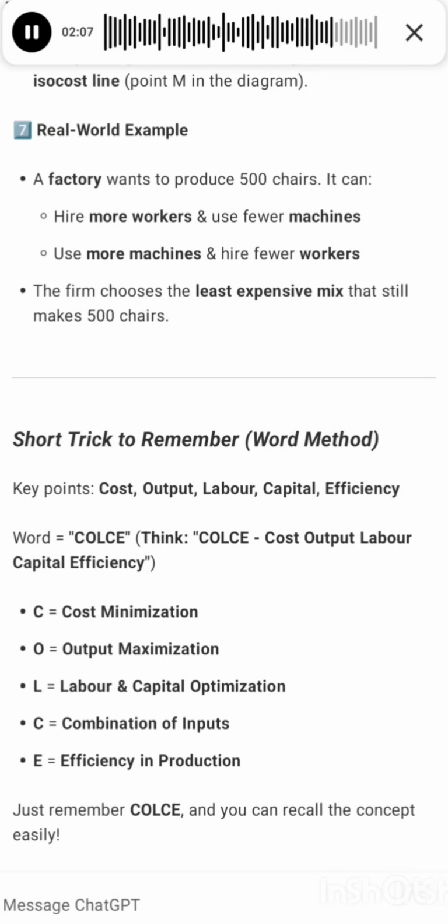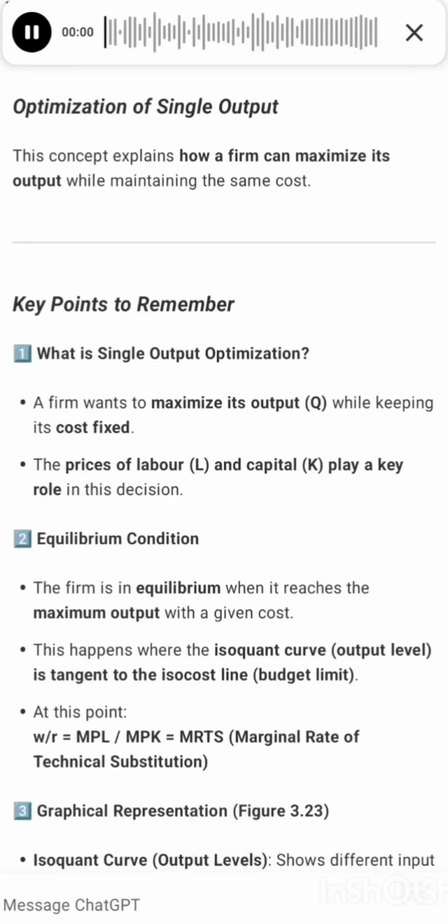Short trick to remember, word method. Key points: cost, output, labor, capital, efficiency. The word is COLS. Think COLS: cost, output, labor, capital, efficiency. C: cost minimization and output maximization. L: labor and capital optimization, equal combination of inputs. E: efficiency in production. Just remember COLS, and you can recall the concept easily.